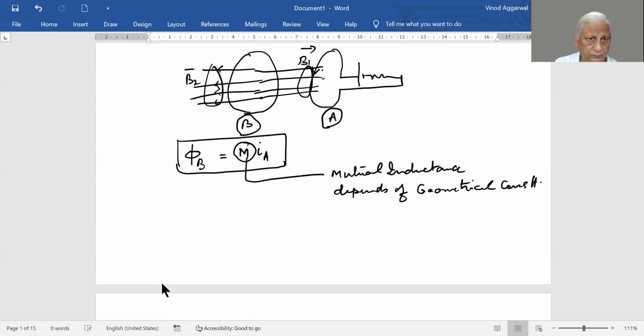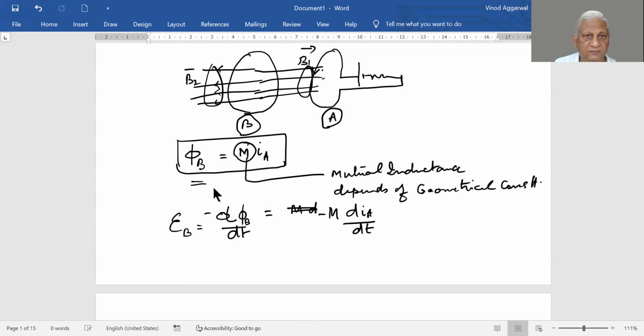Now, since this is a flux, we can define the flux through B, and this is given by M I. So we can define the EMF generated in this loop as equal to mutual inductance times the rate of change of current in this particular loop. So M is defined as mutual inductance or self-inductance, both the same thing.